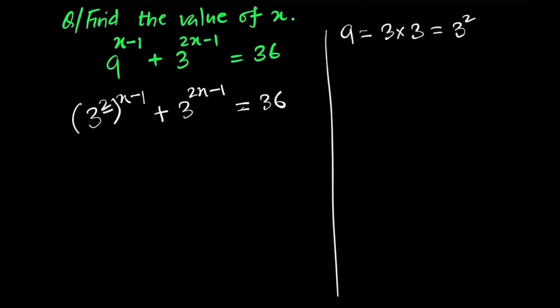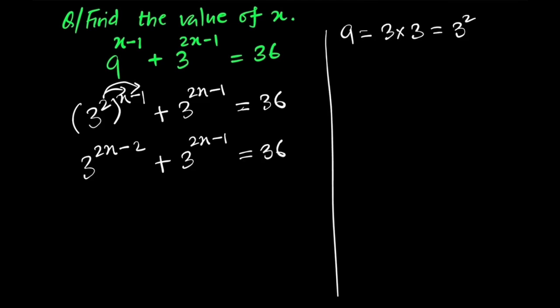Now multiply this 2 with x minus 1. So 2 times x and 2 times negative 1, which gives 3 raised to 2x minus 2 plus 3 raised to 2x minus 1 equals 36.